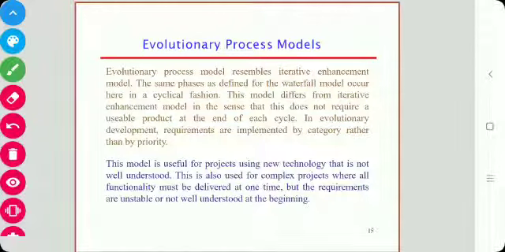Here in the evolutionary development process model, requirements are implemented by category rather than priority. Means what? For example, if we want to develop a database application, the database consists of the GUI, then file manipulation, queries and the updates. So in this database application, one cycle might implement the graphical user interface. The graphical user interface allows the user to interact with the system.